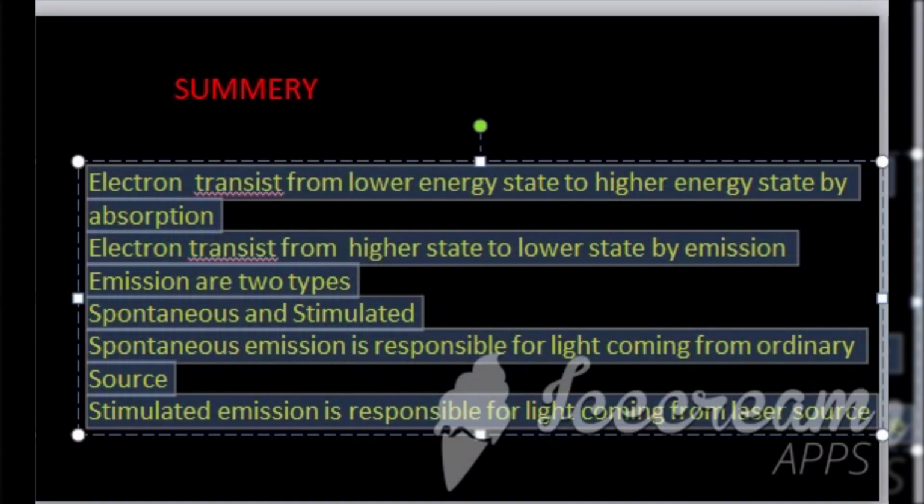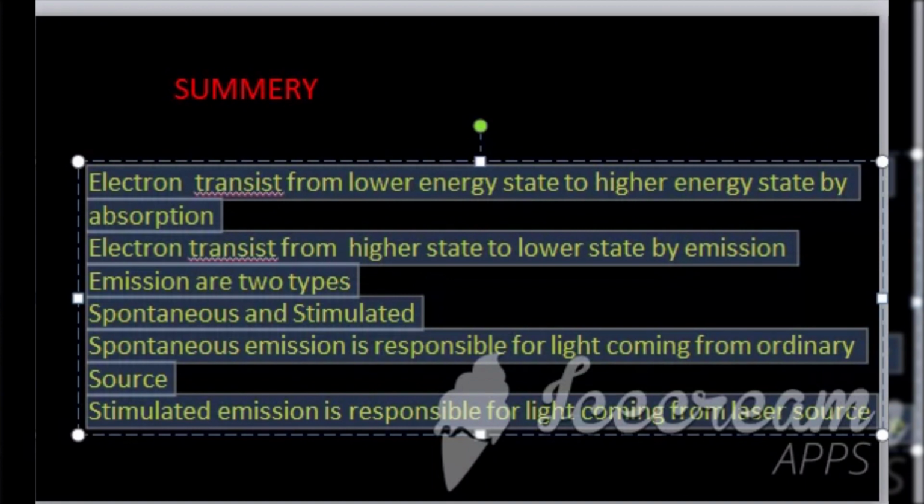Here I explain electron transit from lower energy state to higher energy state by absorption. Electron transit from higher state to lower state by emission. Emission are of two types: spontaneous emission and stimulated emission. Spontaneous emission is responsible for light coming from ordinary source. That means when we switch on the bulb, light we get is due to the spontaneous emission. Electron transit from higher energy state to lower energy state emitting energy in the form of light. This kind of photon is radiated in all directions.